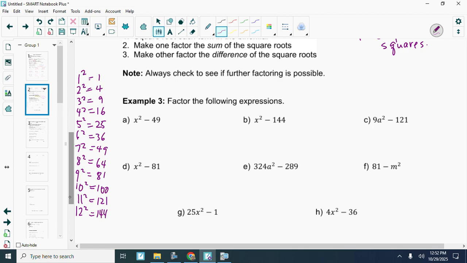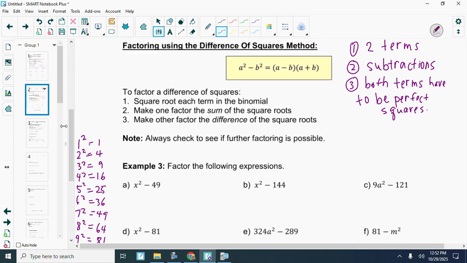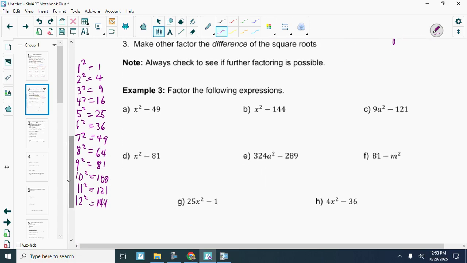So for example, let's go back to our example here. When you solve it, you're going to take the square root of both of those terms because they're both perfect squares. Your answer is the exact same term, except in one bracket one is going to be positive, and in the other bracket the other one is going to be negative. So let's take a look at this. We have two terms, separated by a subtraction sign.